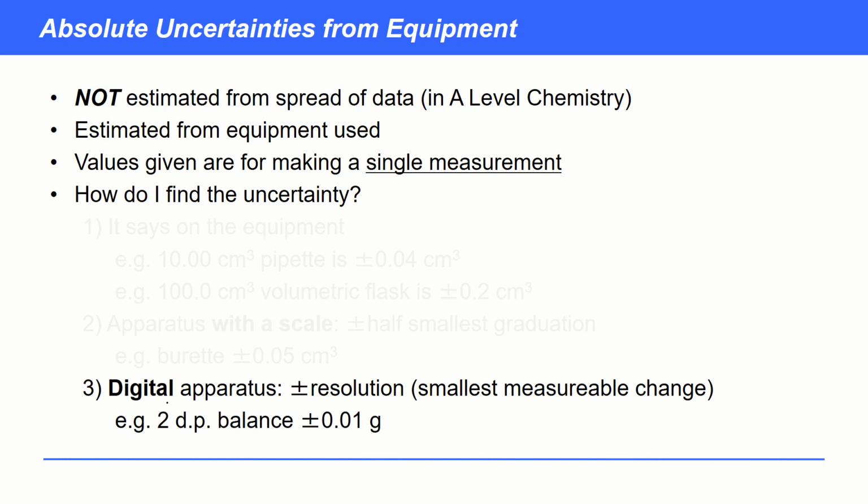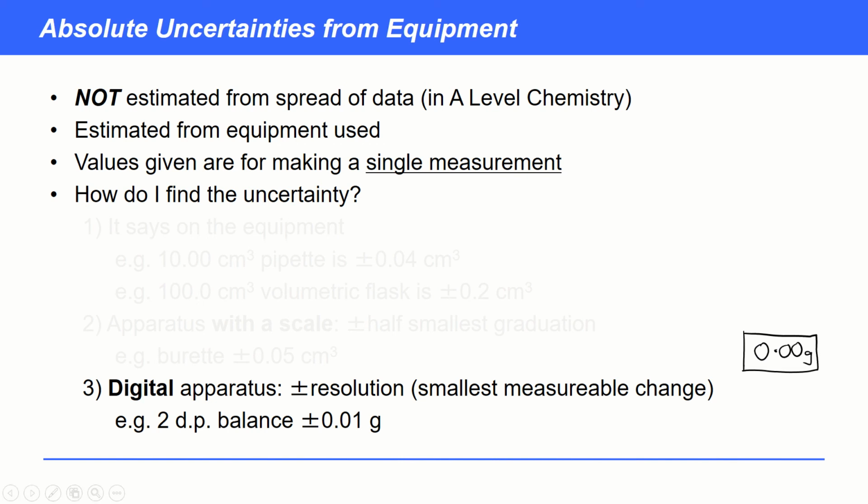Now in the case of digital apparatus, there is no scale. The digital apparatus is things like a balance, where instead of having a scale, you see a readout. So you might have 0.00 grams reading on your balance. Well, the rule of thumb there is that the uncertainty is plus or minus the resolution of the equipment. In other words, the smallest measurable change. Now the smallest change that this balance can measure is 0.01 grams.